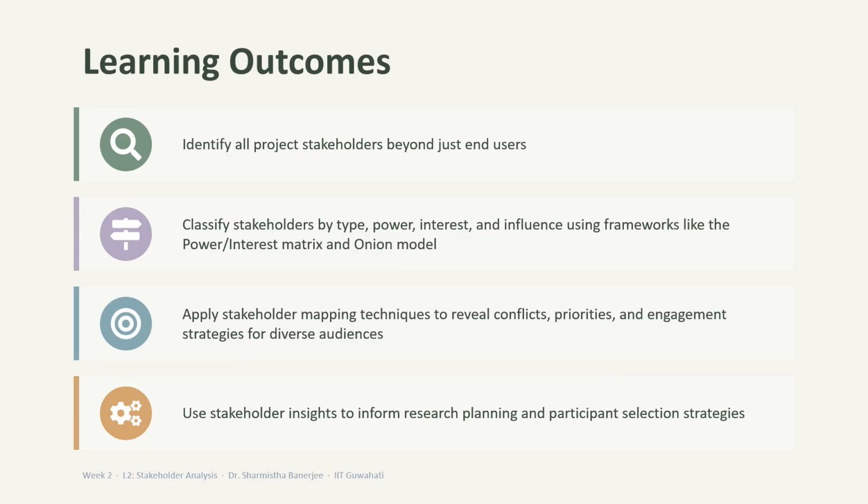We will identify all project stakeholders beyond just the end users. We will classify the stakeholders by type, power, interest, and influence using frameworks like the power interest matrix and the onion model. We will also apply stakeholder mapping techniques to reveal conflicts, priorities, and engagement strategies for diverse audiences. We will use stakeholder insights to inform research planning and participant selection strategies.